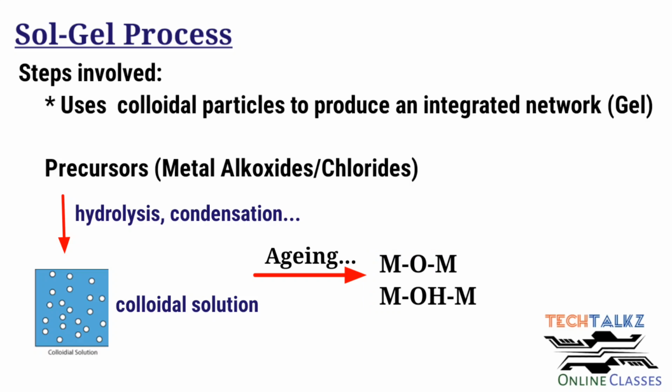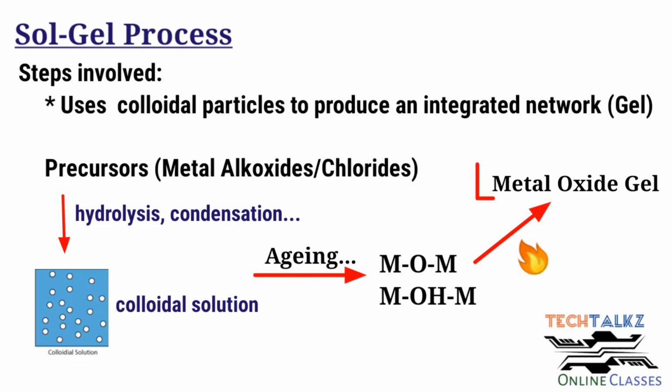Now we can remove the solvent. So through the drying process, the remaining liquid will be vaporized, and we will get the gel. Finally, the gel is ground to form fine powders of nanoparticles.